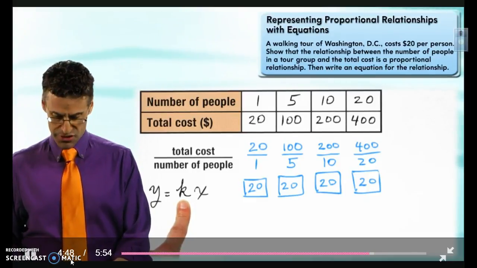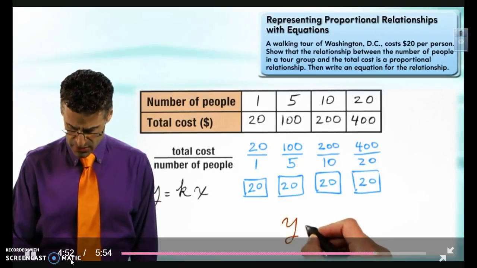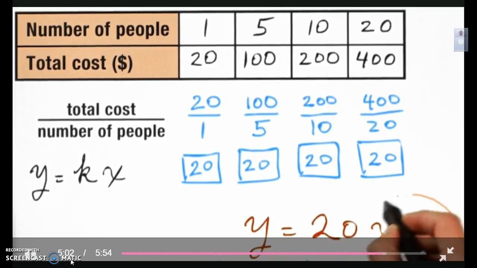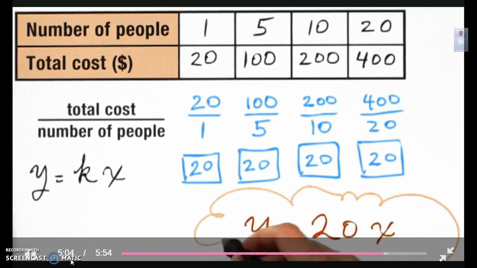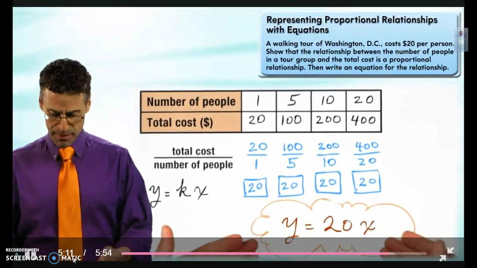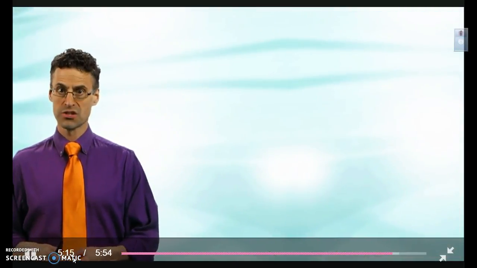So if we want to write the equation for this particular proportion, we would write Y equals 20 times X. And remember, if we don't write anything in between the 20 and the X, that automatically means it's multiplication. So it's saying Y equals 20 times X. And that, in fact, is the equation for this relationship. And we were able to find that by realizing that this relationship really is a proportional relationship.